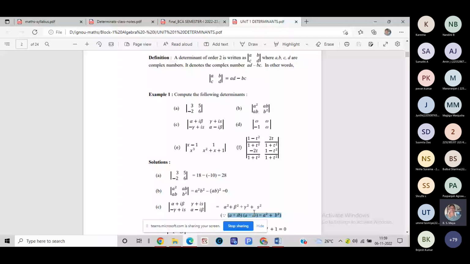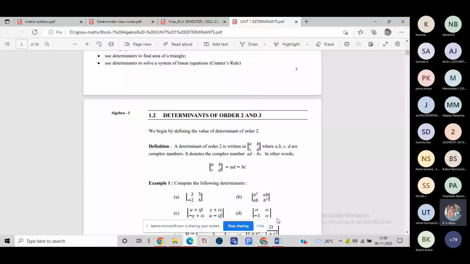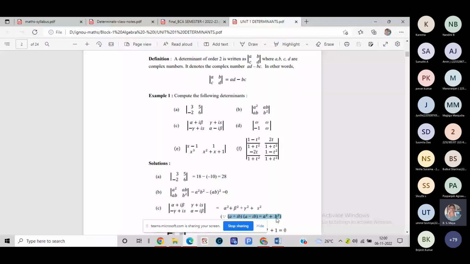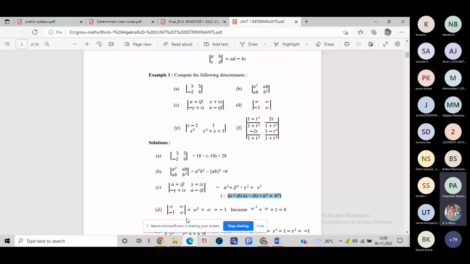Can you go for another problem? The fourth one, D: W minus 1 W. W into W is W square. Minus into minus is plus. 1 into W is W. So W square plus W. W into W, W square plus W for that one. Okay.